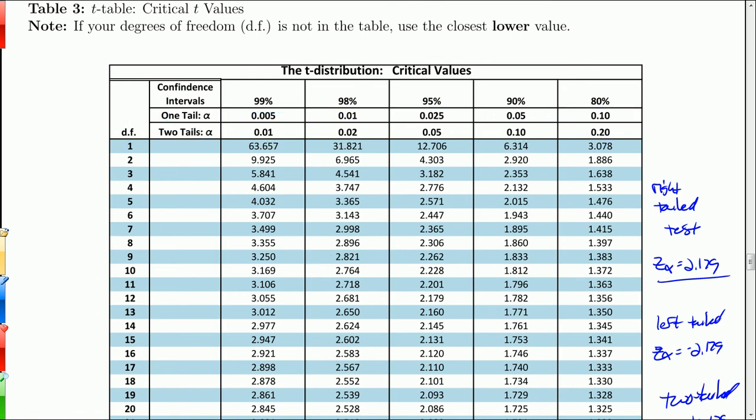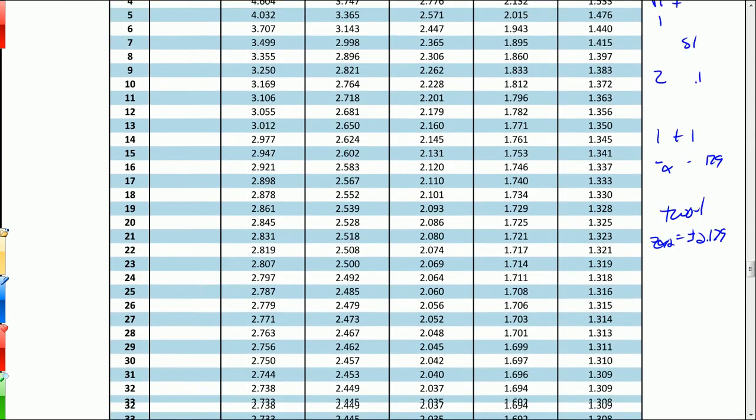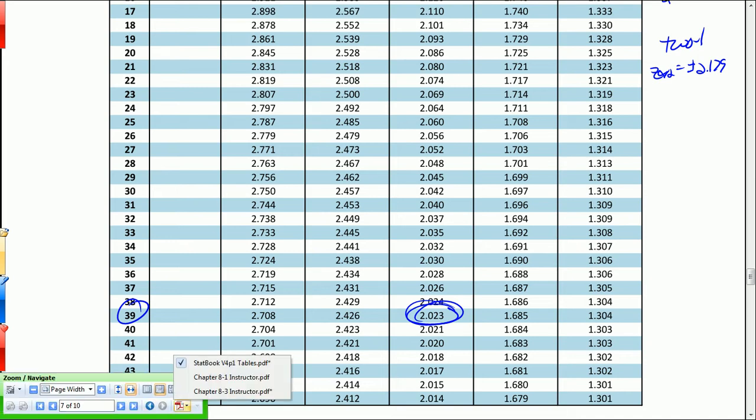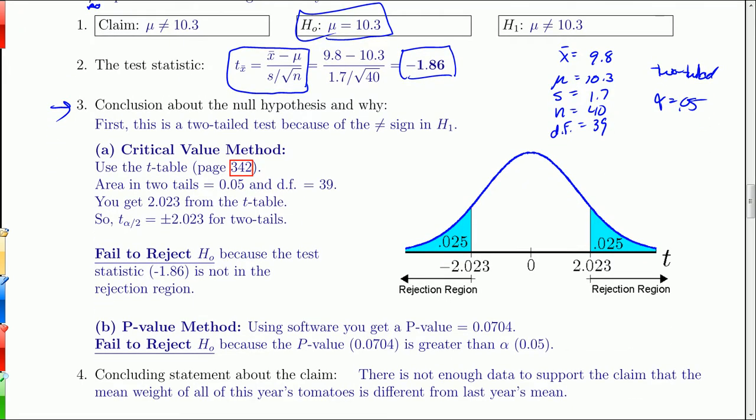I'm going to erase all this stuff here. It's a two-tailed test, so I'm looking at this row at the 0.05 significance level, in the middle column. My degrees of freedom is 39. And if you recall, middle column, 2.023. That easy. But because this is a two-tailed test, I actually get the critical value and the negative version of it, so we get plus or minus 2.023.